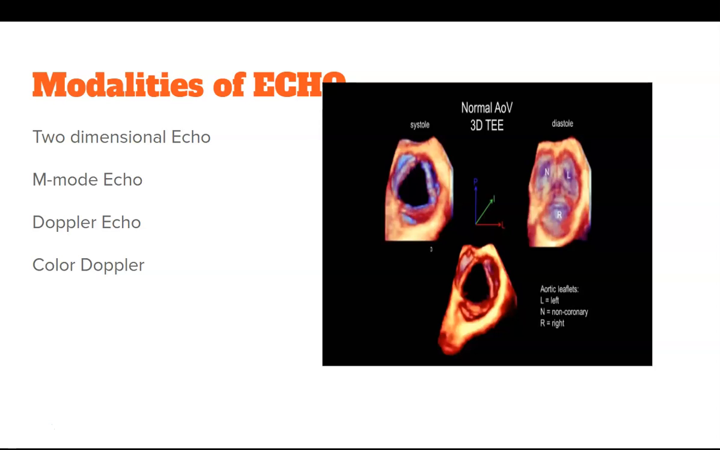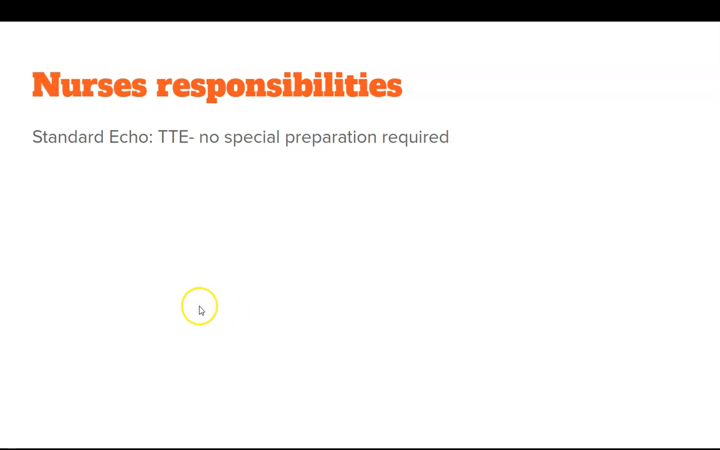So modalities means the newer techniques used in echocardiogram. It started as a two-dimensional echocardiogram. Now it is three-dimensional color Doppler echocardiogram. There are M mode and color Doppler echo and color Doppler. Okay. The next one is nurse's responsibilities.